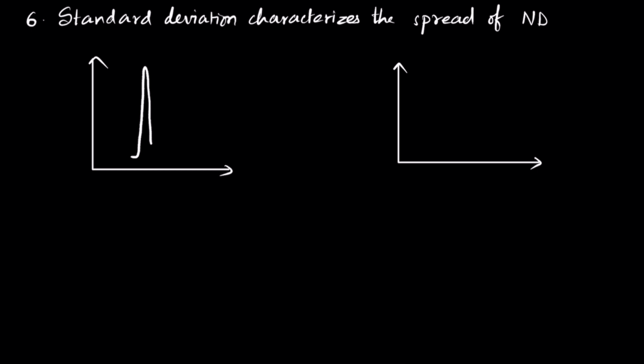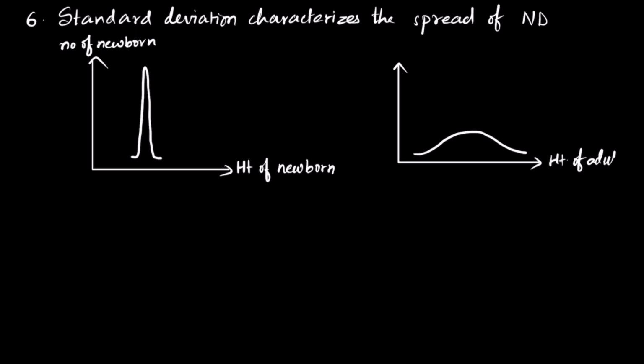Graph number 1 is quite tall. Graph number 2 is widespread. In graph number 1, on x-axis, I have height of newborn, and on y-axis, we have number of newborn, or basically the frequency. In graph number 2, on x-axis, I have height of adults. In y-axis, I have number of adults. Let's say the area under the graph for both is same. Okay. Now this is what I want to say.